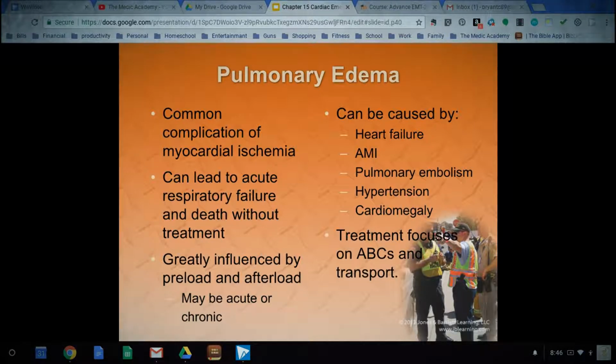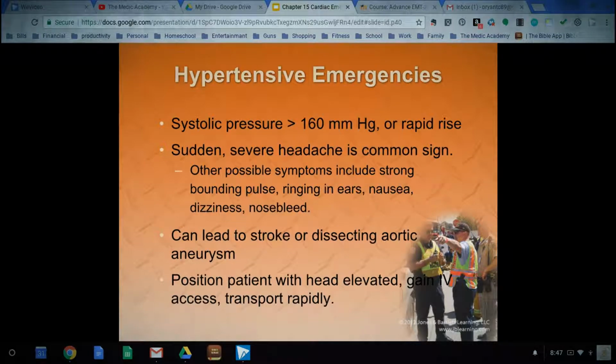All right, so CHF and pulmonary edema are two different things. CHF can cause pulmonary edema, but there's many other things that can cause pulmonary edema. Another one is acute myocardial infarction, pulmonary embolism, hypertension, cardiomegaly. All these things can cause pulmonary edema, which are still treated with CPAP and nitrates.